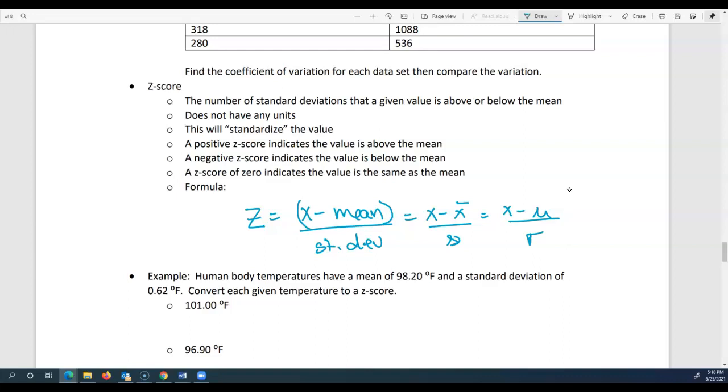It tells you the number of standard deviations that a value is above or below the mean. If it's a positive z-score, then the value is going to be above the mean. If it's a negative z-score, then it's going to be below the mean. If the z-score is 0, then that value is the same value as the mean. What this does is it standardizes the value, kind of puts everything on a standard platform, so we can talk more about normal distributions and stuff like that, which we'll get into later in the course.